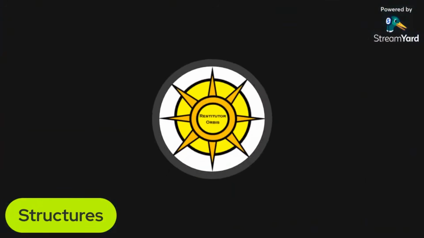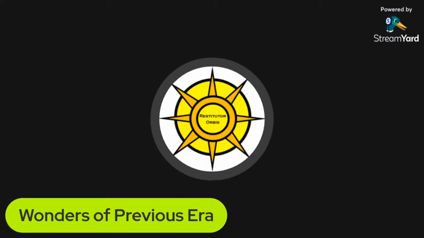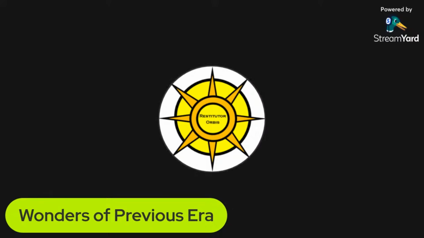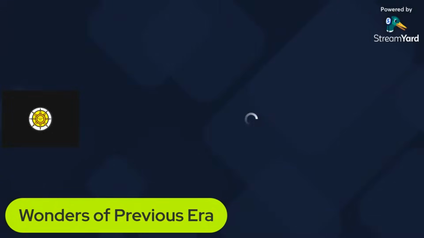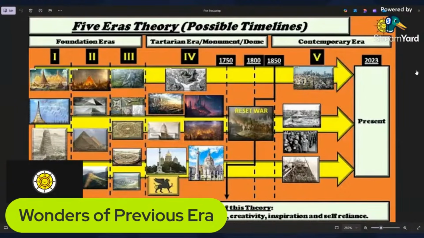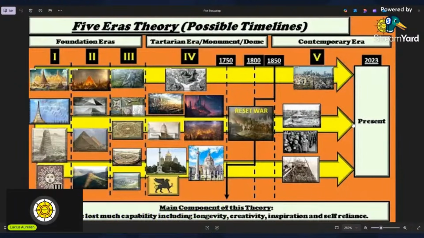So, in closing, wonders of the previous era. Why is it I always go back to the 5 eras theory? Why do I think it's still relevant after all this time? The reason being is that I think that every bit of evidence and example that we look at, it goes back to the 5 eras theory. What were the real wonders of the previous eras? It seems to be clear that technology was greater in the past, that the capabilities of humans or whatever beings were around was greater.